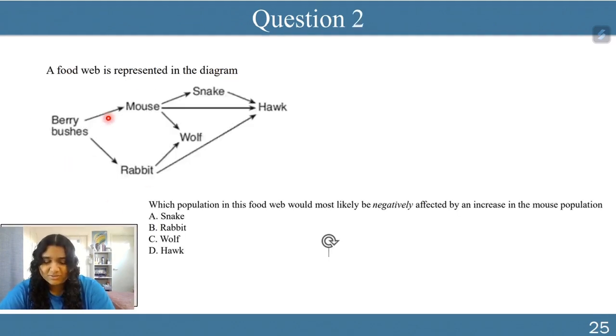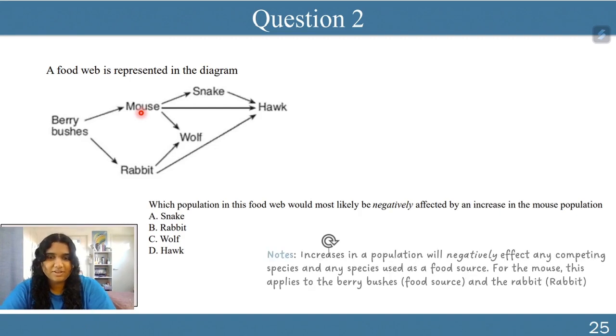Right, here is question number 2. We've got a food web being represented with this diagram right here. Which population in this food web would most likely be negatively affected by an increase in the mouse population? So is it going to be the snake? Is it going to be the rabbit? Is it going to be the wolf or the hawk? Please pause the video, give yourself a minute to answer the question, and I will go through the answer now.